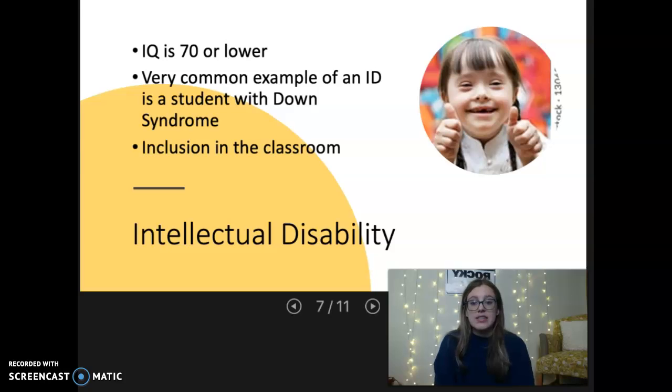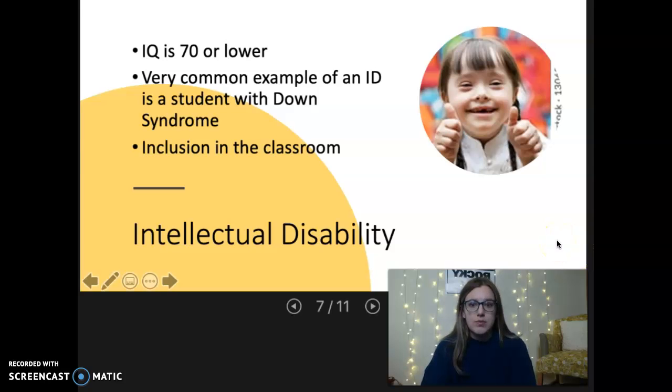The next disability is the intellectual disabilities, which is when the IQ of a person is 70 or lower. A very common example of an intellectual disability would be someone with Down syndrome, where they can also have extra health concerns such as hearing loss, heart problems, or problems with their sight. And some physical differences in a person with Down syndrome could be almond eyes, flatter faces, specifically in the nose, having a tongue that sticks out, having smaller hands and feet and shorter fingers.